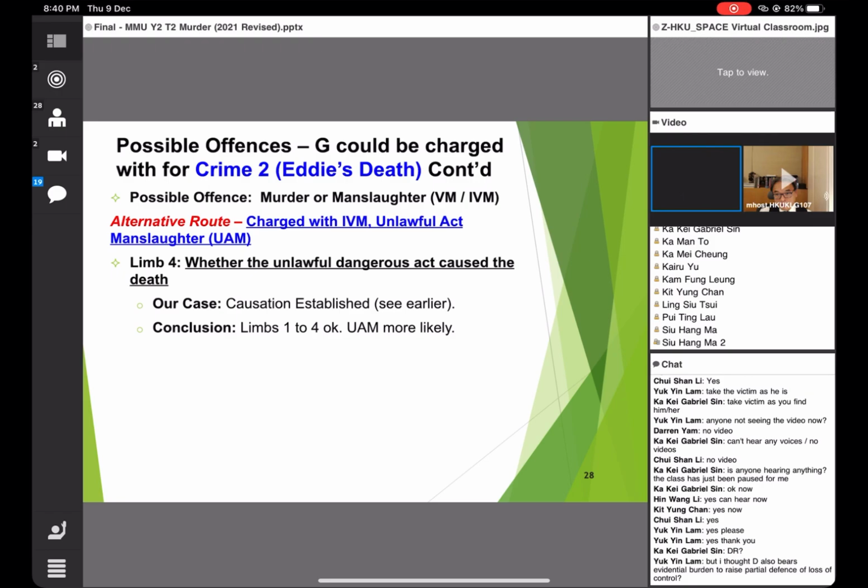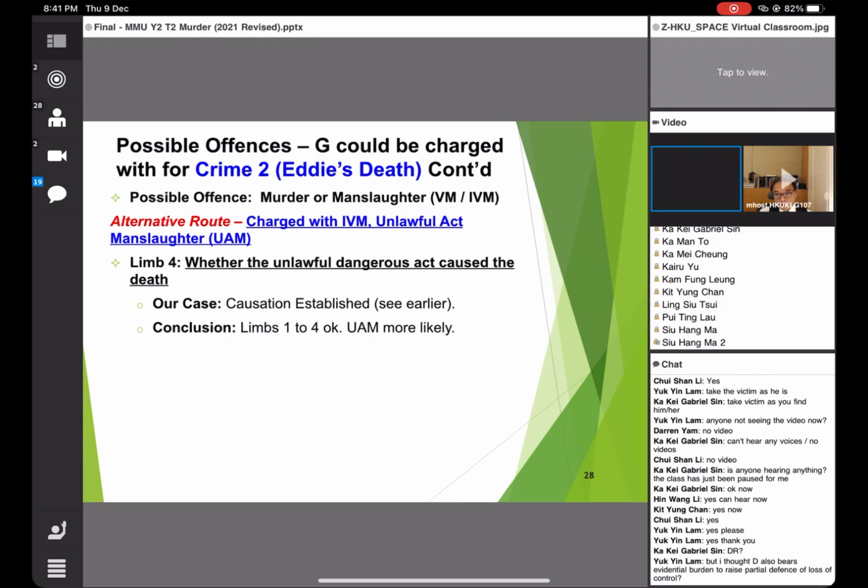Now, limb number 4, you ask yourself whether the unlawful dangerous act actually caused the death. That is the easiest part, because remember at the very beginning, we did the causation exercise already. So you can see how neatly that is. Once you have done the causation exercise for all the crimes, if you cannot establish legal and factual causation, there is no resulting crime. That will be the end of the case. There's no case to answer. But if you have the legal and factual causation established, then you will have the case to answer. And here, limb number 4, you can say causation established, see earlier. Neat and tidy, then you can move on.